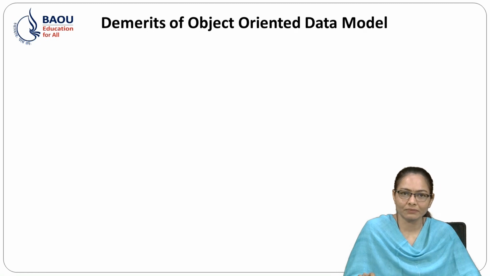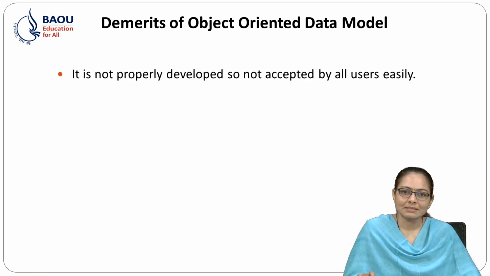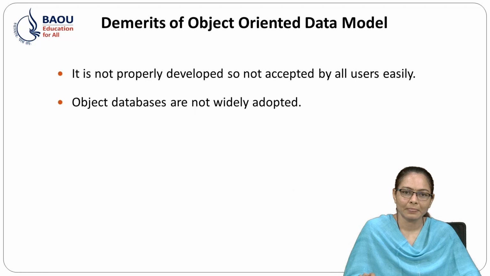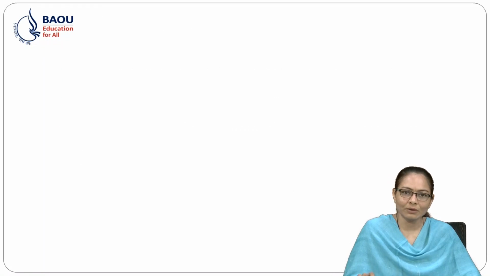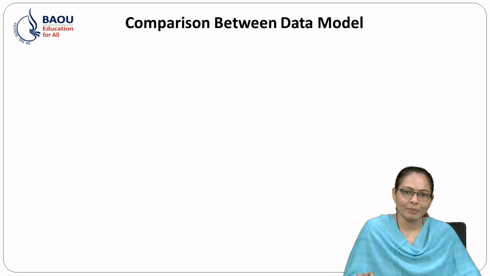Now the demerits of the OODM. First, it is not properly developed, so it is not accepted easily by all users, and it is also difficult for users to understand. Object databases are not widely adopted. In some situations, high complexity can cause performance problems because the complexity may take time for a solution. Now the last topic is the comparison between the data models.